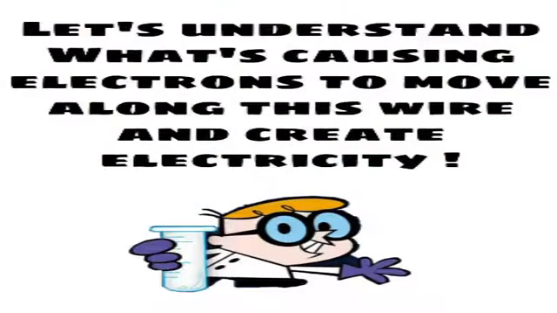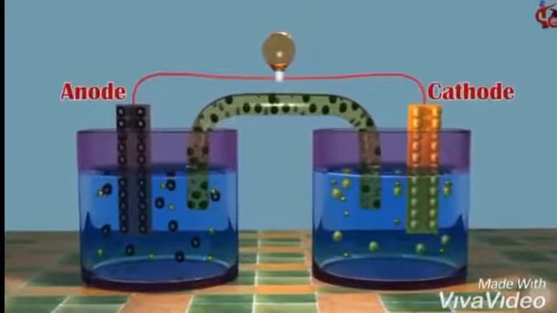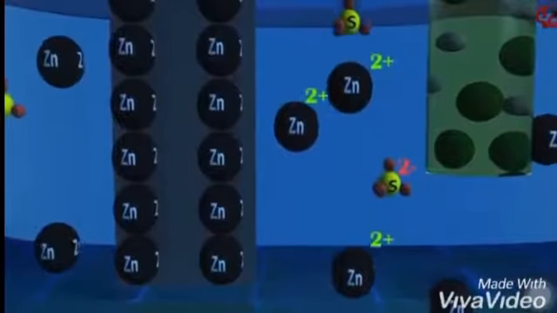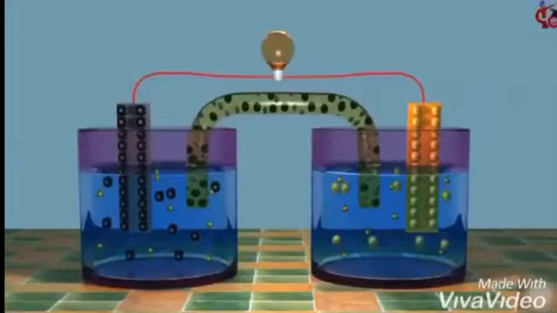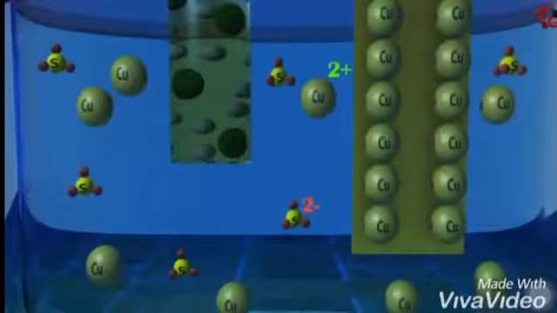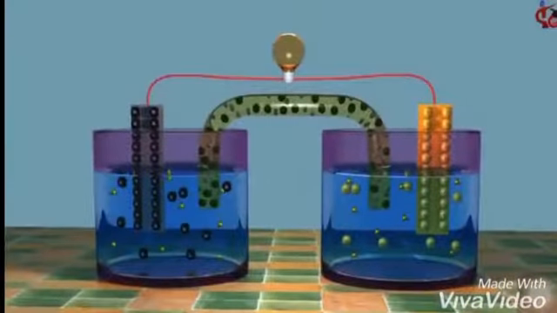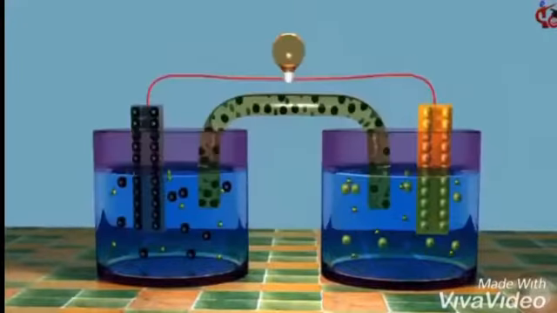Let's understand what's causing electrons to move along this wire and create electricity. A useful galvanic cell can be constructed by using zinc and copper. The anode is a zinc bar placed into a zinc sulfate solution. And the cathode is a copper bar placed into a copper sulfate solution. The two solutions are connected by a porous sodium chloride salt bridge that prevents the two solutions from mixing but allows ions to migrate.